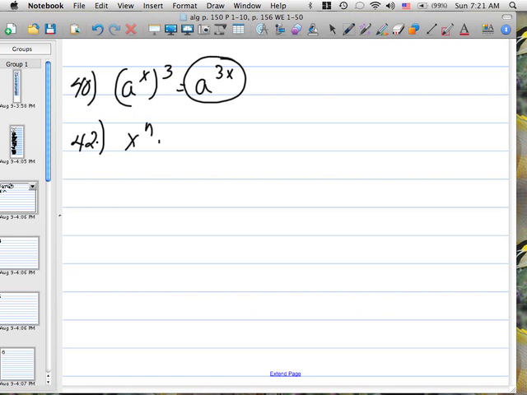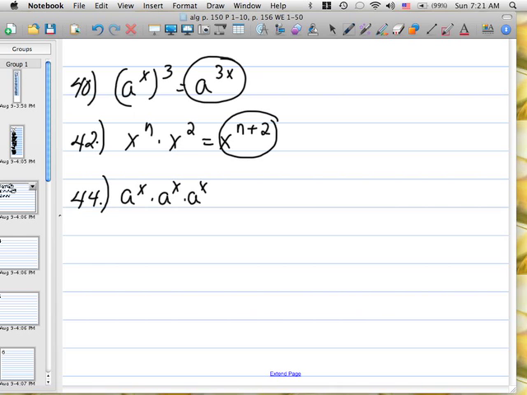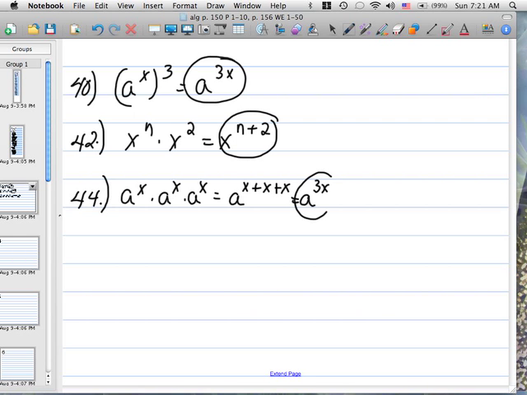42, you have x to the nth times x to the second. This is multiplying two powers together, and we add our exponents. So it's x to the n plus 2 power. 44, we have a to the x times a to the x times a to the x. Multiplying powers, we add the exponents, so it's x plus x plus x, which equals a to the 3x.